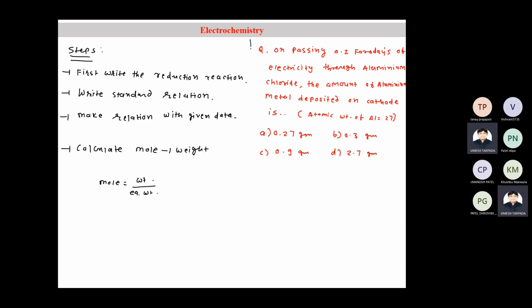So first you can write down the standard equation, that is step number 1, the reduction reaction. Aluminum is there, so you can write down its reduction reaction. Aluminum plus 3 reduced by 3 electrons to give aluminum, 1 mole of aluminum.